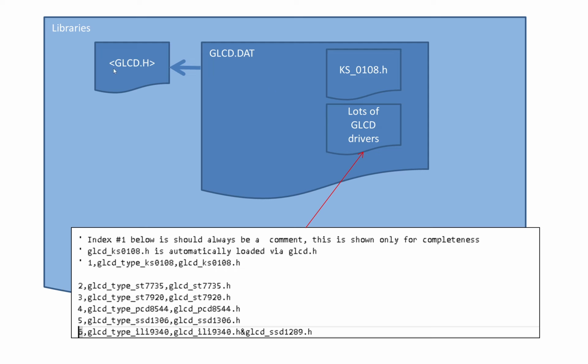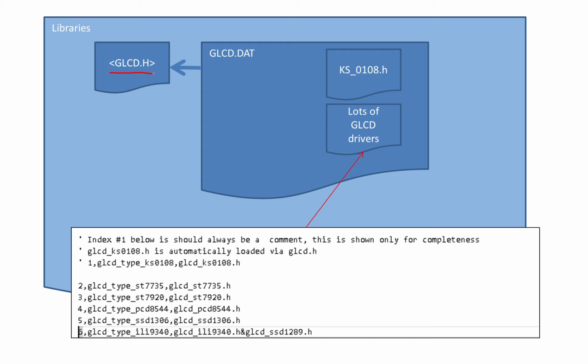And one of those commands happens to be something called an include file. And that include file says include glcd.h. Well, that in itself kicks off a set of operations inside of the compiler that automatically load a series of other files. And we'll see how we control those.